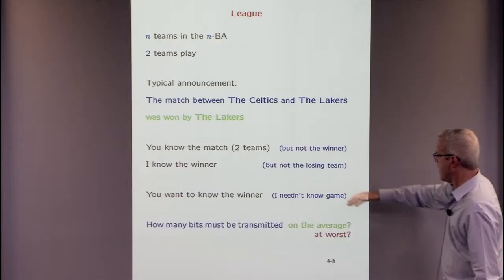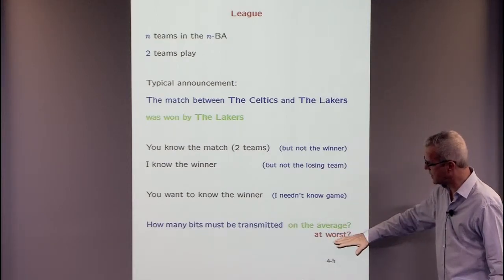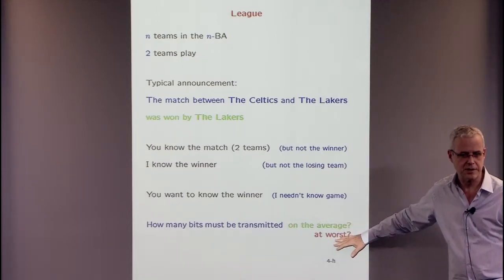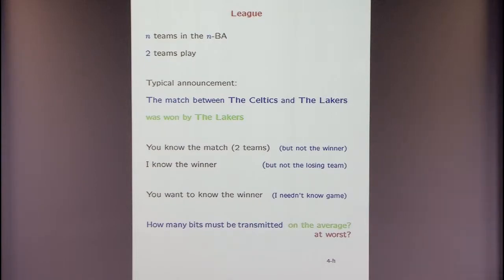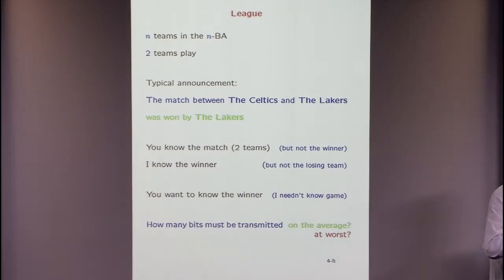So the question is, how many bits you must transmit? You can ask on the average or at worst, and here we'll talk about the worst case. Basically, the situation is this: you know 2 teams that played. I know one of them, and you want to know which one I have. This is what's called indexing in R.